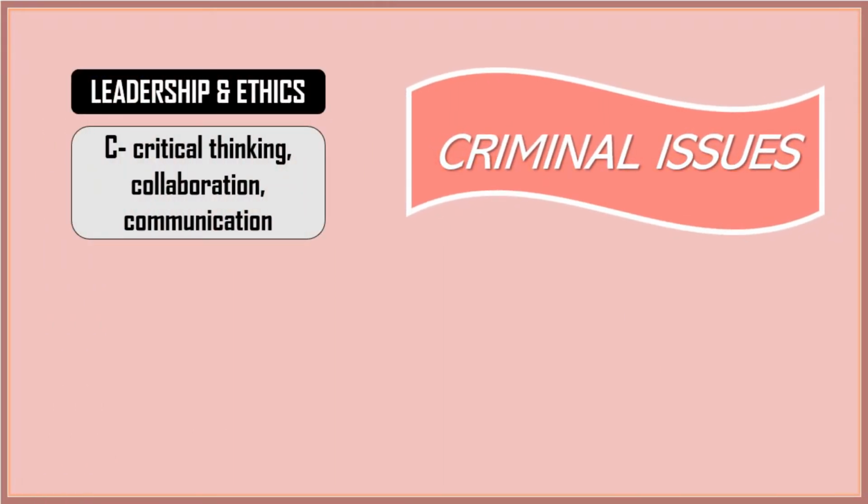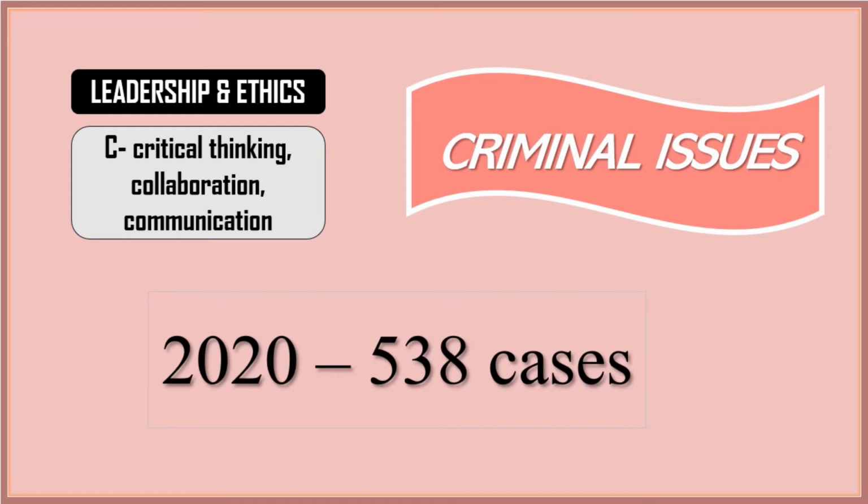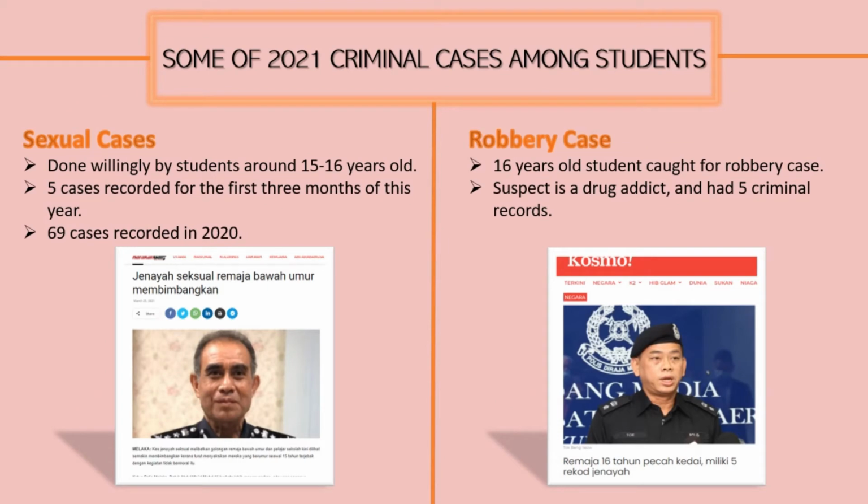However, the increasing criminal issues among students seem to reflect the weaknesses of implementation in MEB. As you can see here, between January to October 2020, 538 criminal cases were recorded. And as you can see here, these are some articles of criminal cases in 2021 involving students.